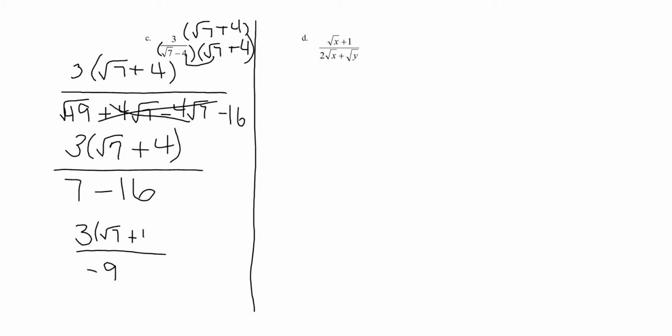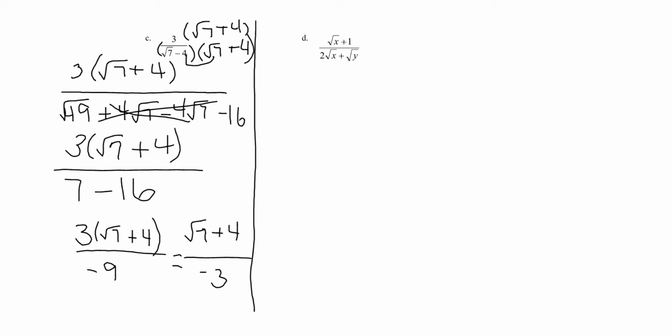And if you notice, since I didn't distribute, the 3 and the 9 can be simplified. So it's going to become square root of 7 plus 4 over a negative 3, because I divided them both by 3. 3 divided by 3 is 1. 9 divided by 3 is 3.